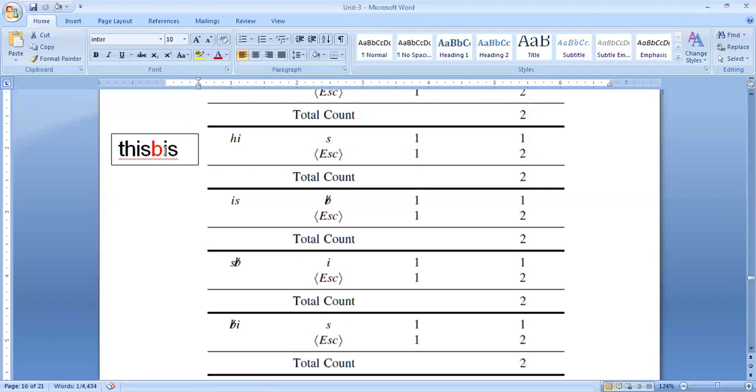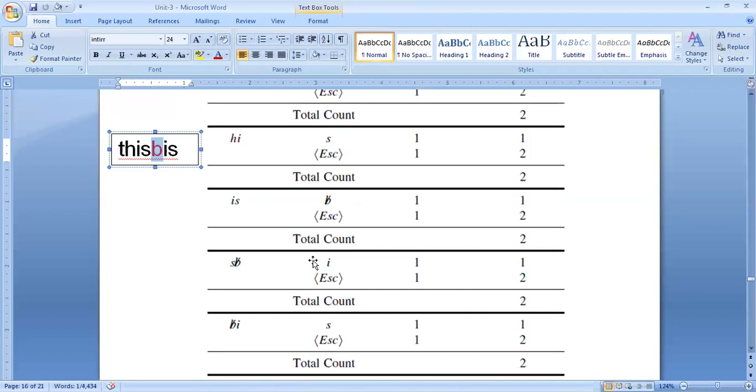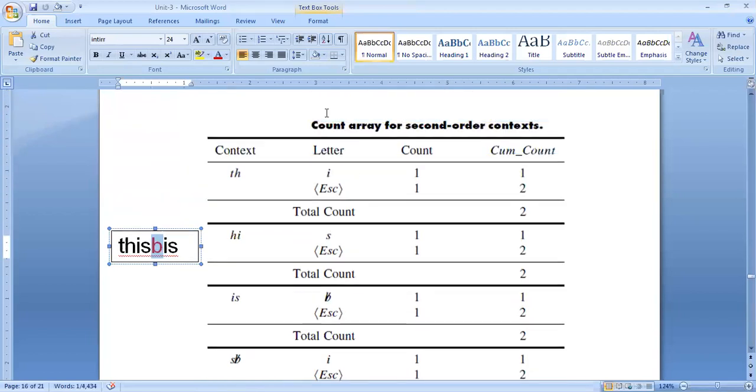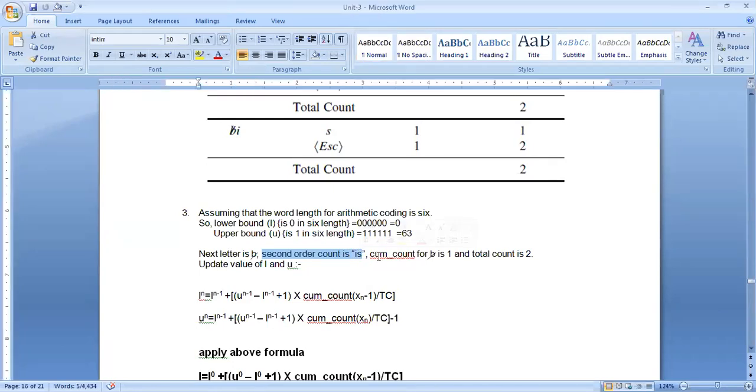Here, this b is, so the next letter we want to encode is this blank, means b, which will be represented in the table as b cross. So the next letter is b cross, and the second order context for b cross is "is". Look here, this table is a second order context, and for the letter b cross, the context is "is". So here the second order context is "is", and this contains the cumulative count for b cross as 1.